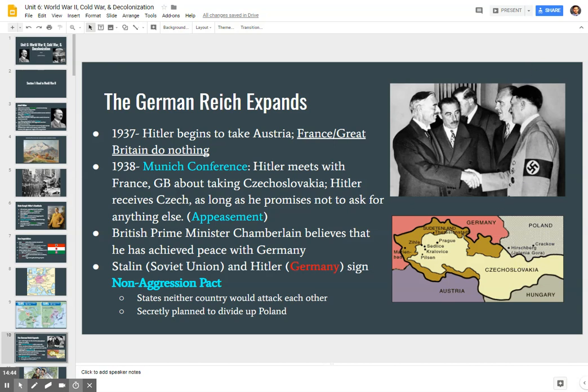And this non-aggression pact is seen as a backroom deal between Stalin and Hitler, and it allows Hitler to basically buy some time so that he doesn't have to fight the Soviet Union and can just focus on France and Great Britain. So it's a secret plan. They divide up Poland, and Hitler already knows, during this Munich Conference agreement, that he's going to break the agreement that he signed with France and Great Britain. He knows that he's going to invade Poland and go back and take over most of Eastern Europe.